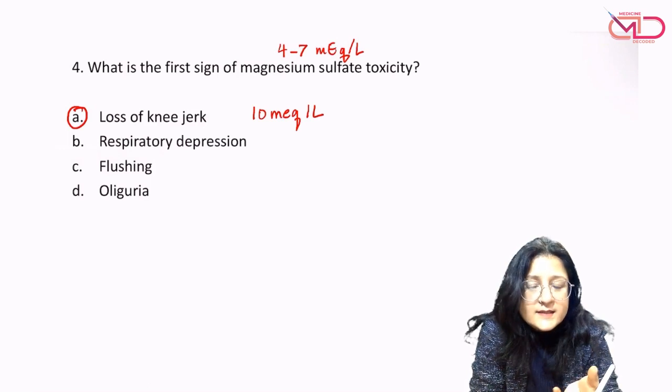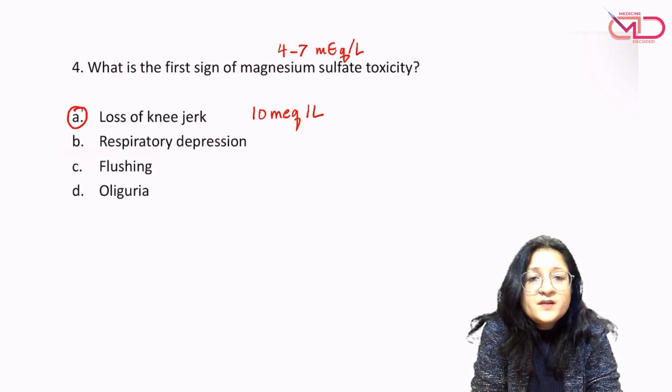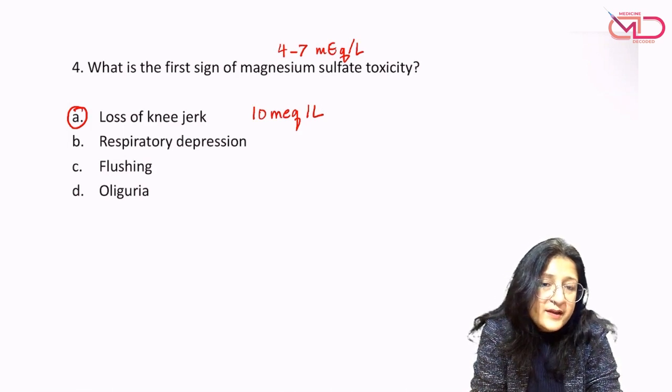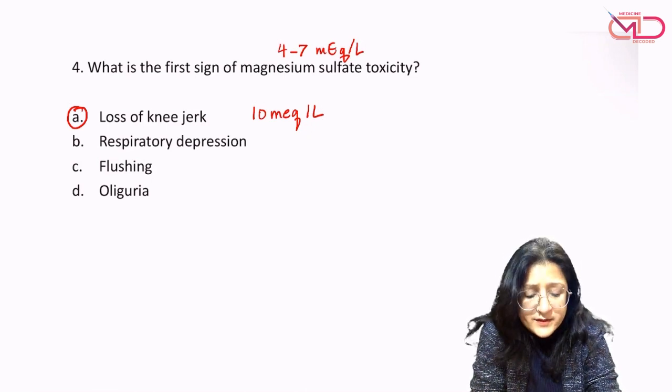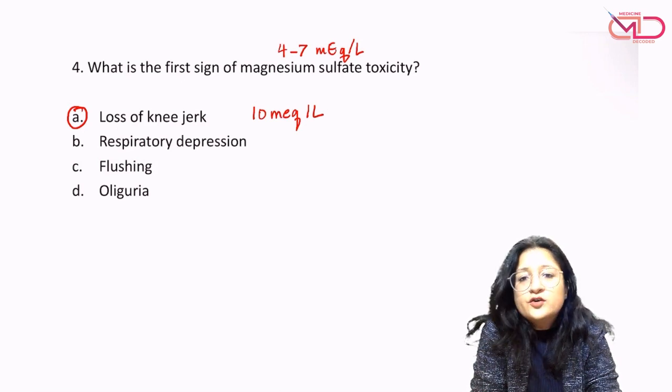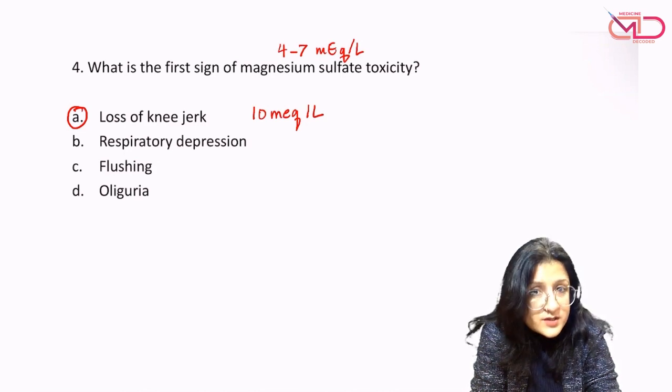With further increasing magnesium levels in the serum, when they cross 12 milliequivalent per liter, respiratory depression can happen, followed by respiratory arrest. And if levels rise even further, then cardiac arrest can follow. So respiratory depression is not the first sign of toxicity. Flushing is a common side effect of magnesium sulfate treatment. It's not a sign of toxicity.